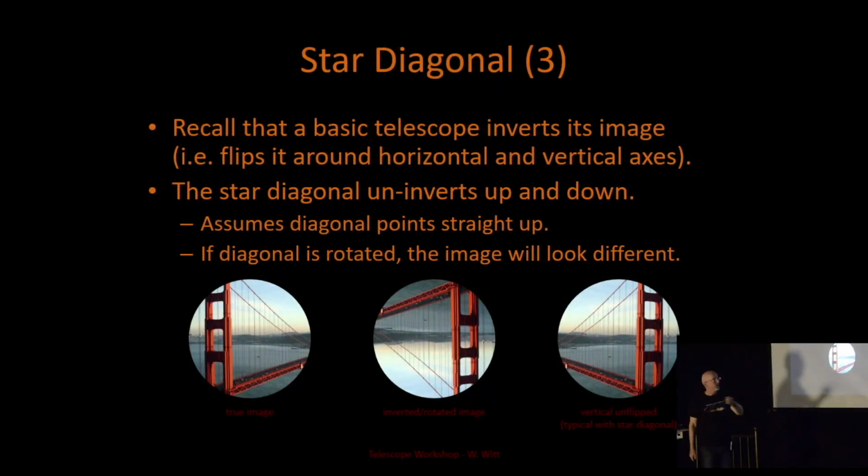Quick note on, earlier we said that this is the normal view of the Golden Gate Bridge. If you look through the telescope, it flips everything around, right? Now, if you add a star diagonal, the diagonal actually unflips the up and down. So now up and down is correct again, but left and right are reversed. So again, just want to be aware, depending on what you're looking at, how your telescope is either flipping or unflipping things. Because if you're trying to compare what you're seeing through the scope, maybe to a star map, right?